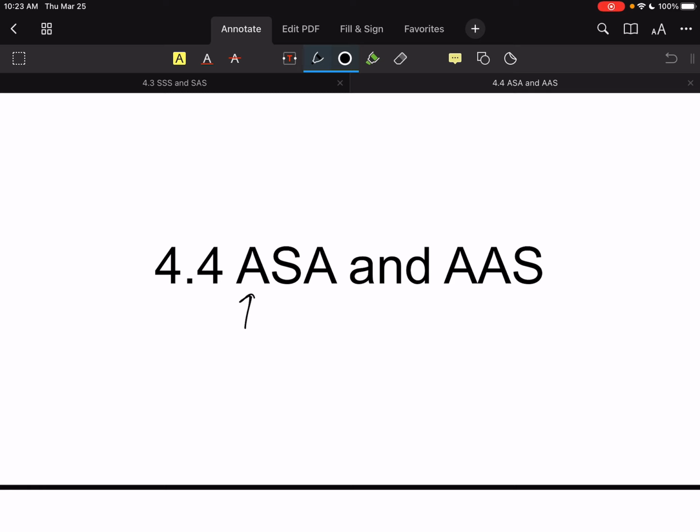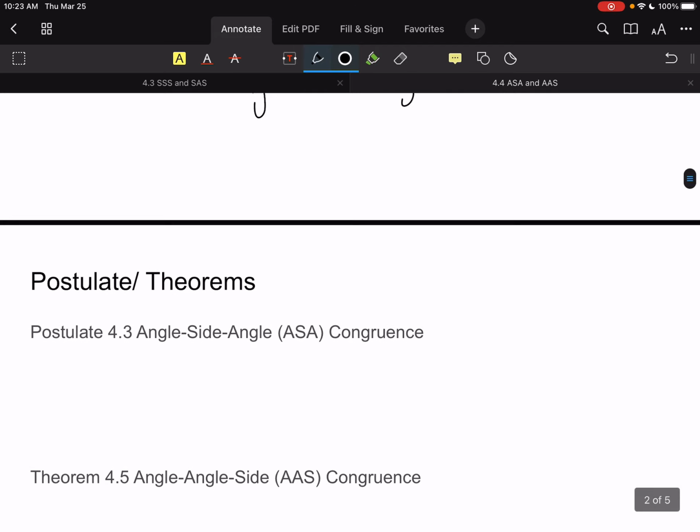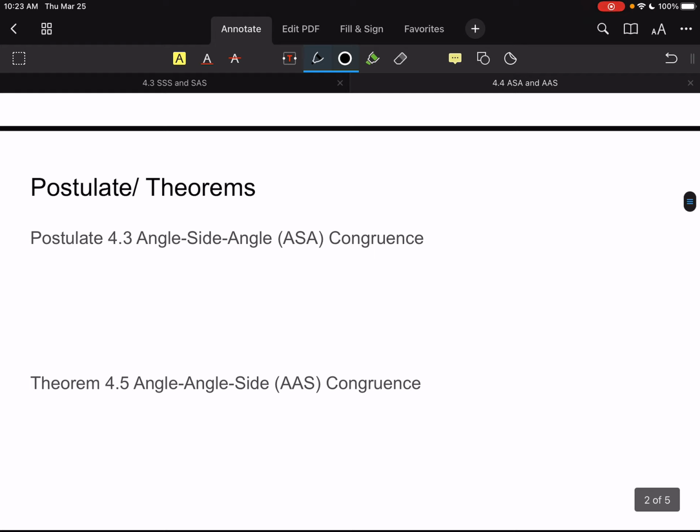So this is angle, side, angle. And this one is angle, angle, side. All right, so let's go ahead and get started. These first two things are going to be on your purple page, so you're going to want to fill them in there. If two angles and the included side of two triangles are congruent, then the triangles are congruent.